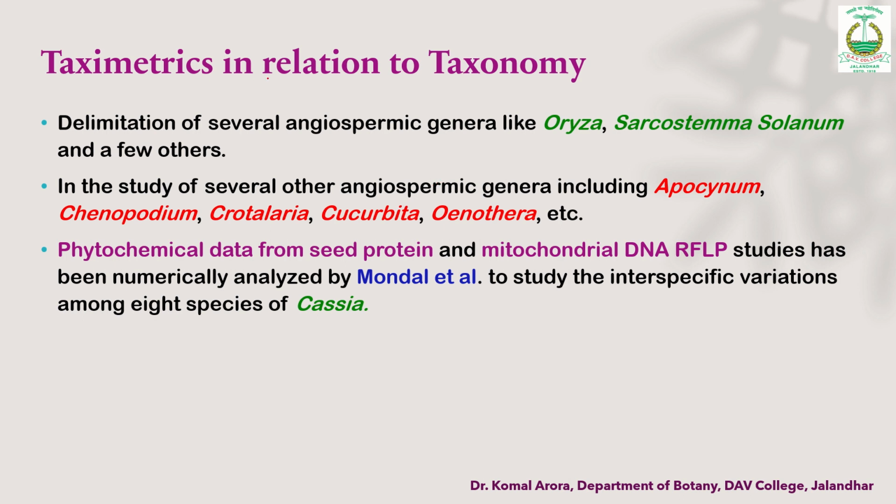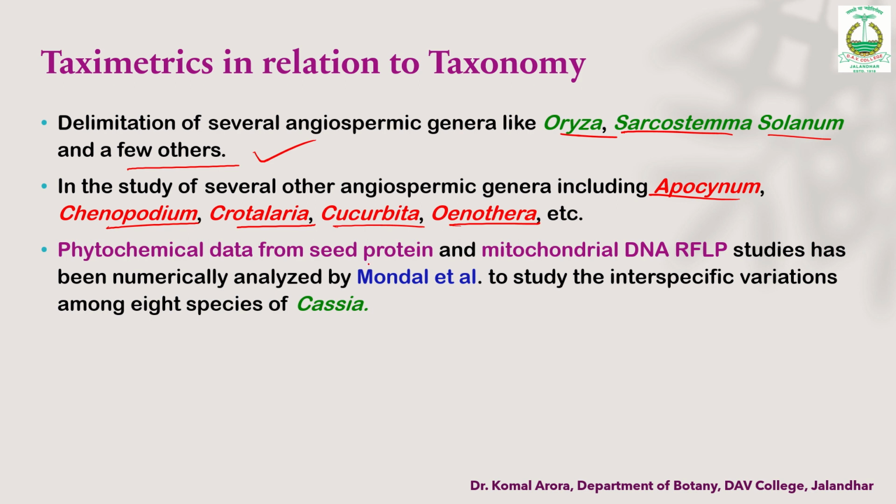Now, taximetrics in relation to taxonomy, these are the examples where it has been actually used, like delimitation of genera like Oryza, Sarcostemma, Solanum, and many more. They have been separated on the basis of numerical taxonomy data. In the study of several other angiospermic genera like Apocynum, Chenopodium, Crotalaria, Cucurbita, Oenothera, etc., this has been used.